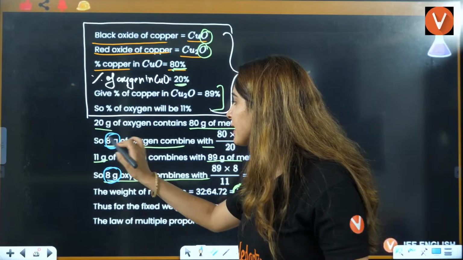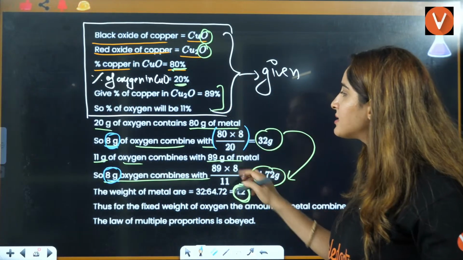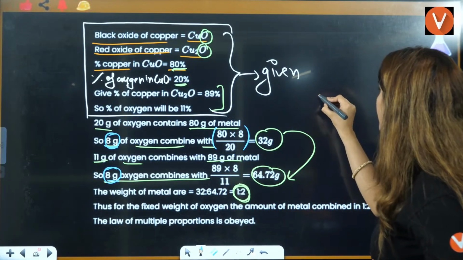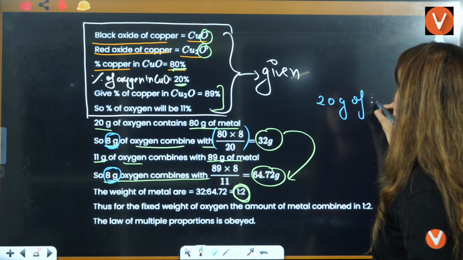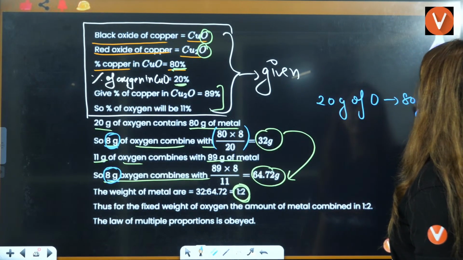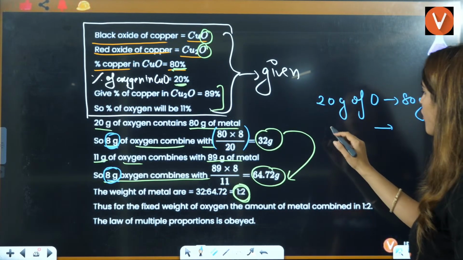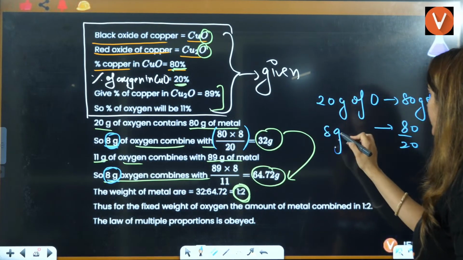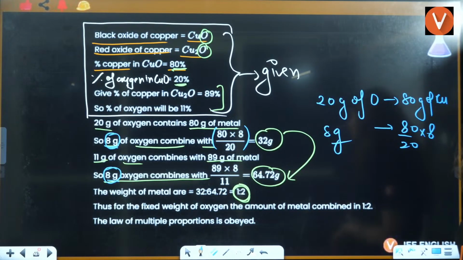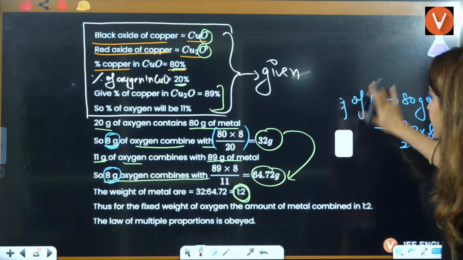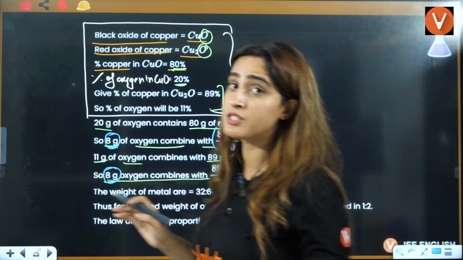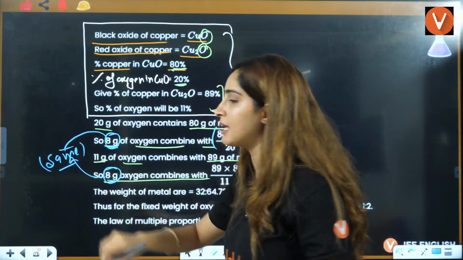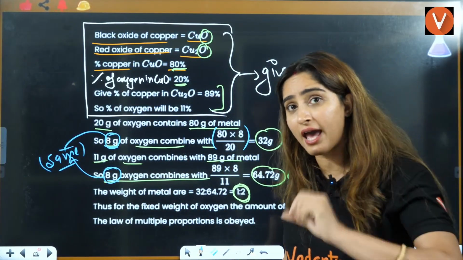So here I have taken 8 gram of oxygen combines with how much amount? What is this? 8 divided by 20 multiplied by what we are asking for. So similarly, you can see 20 gram of oxygen, we have 80 gram of metal. So 1 gram of oxygen will have 80 by 20. And 8 gram we are asking, so this will be multiplied by 8. Rest is your choice. You can take anything here, but just remember that this and this should be same. Whatever you are taking, that should be same. Only then we can see the verification.